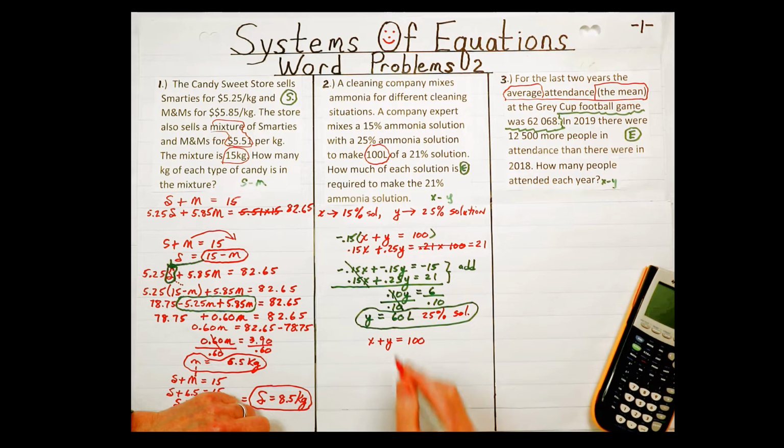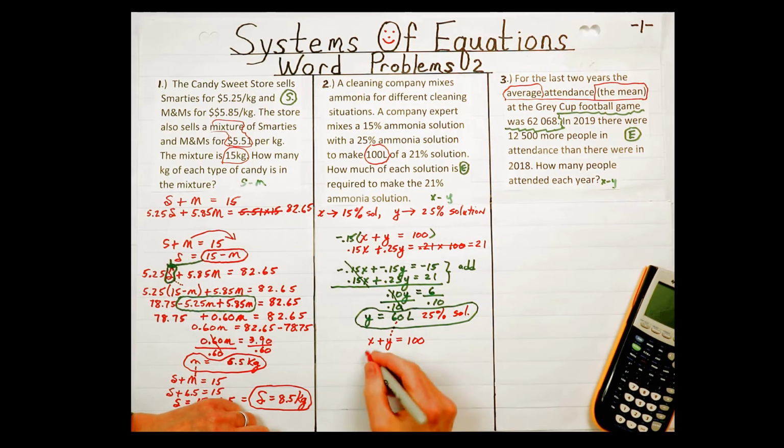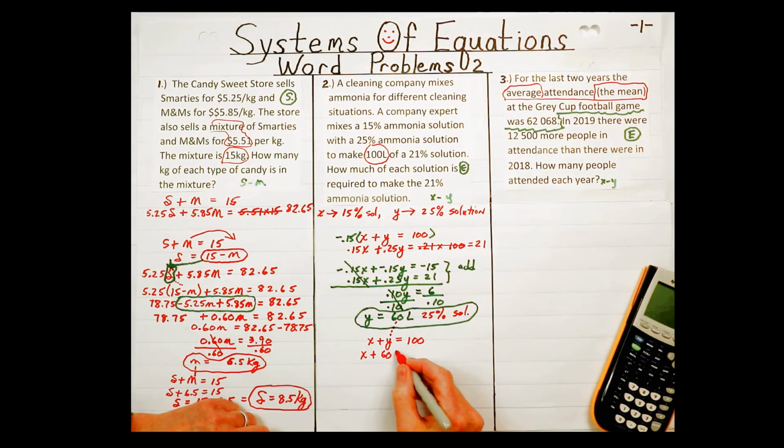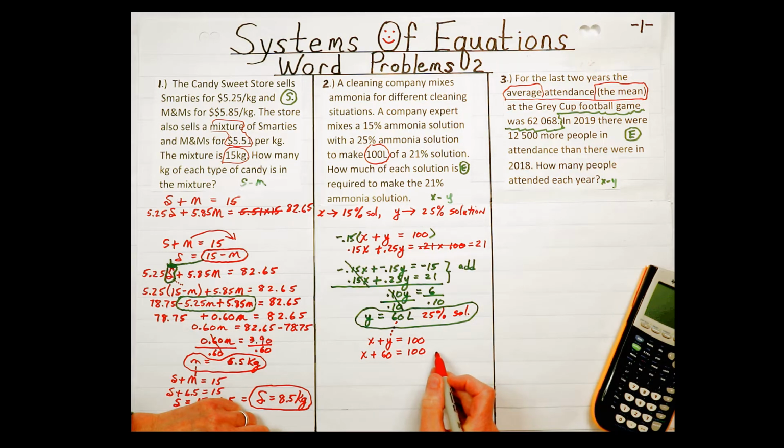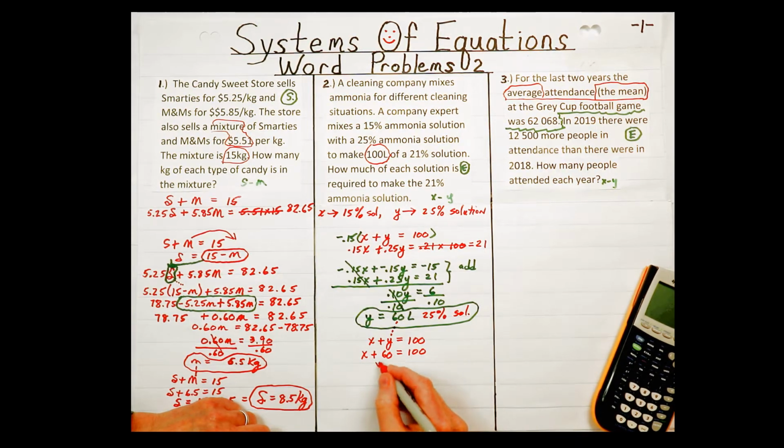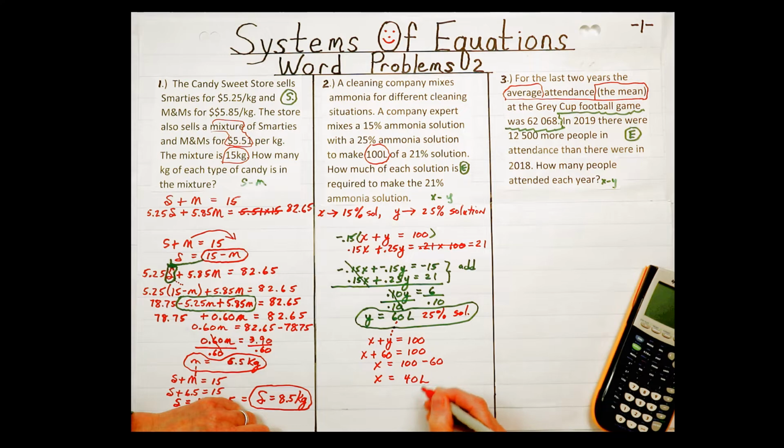Okay, so we have y is equal to 60. So we replace y with 60: x plus 60 equals 100. Opposite operation, plus 60, minus 60. So subtract 60 from both sides. X equals 100 minus 60. X equals 40 liters.